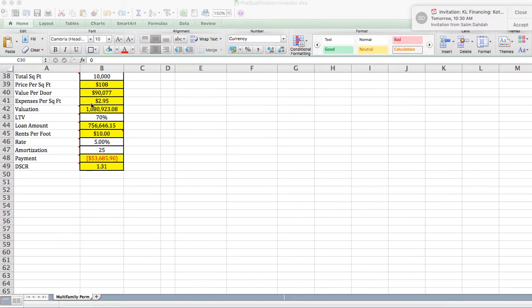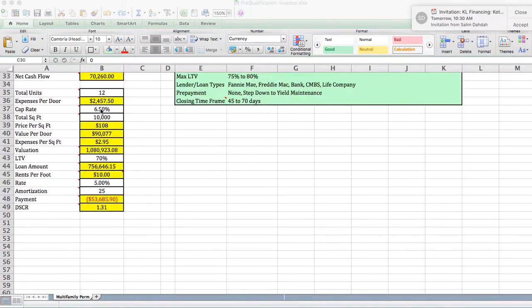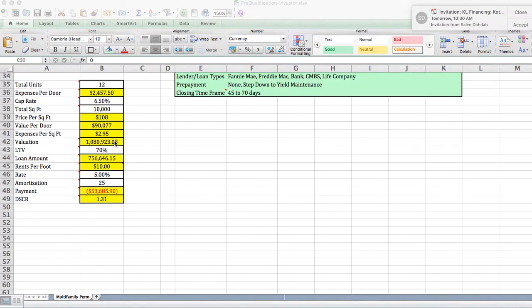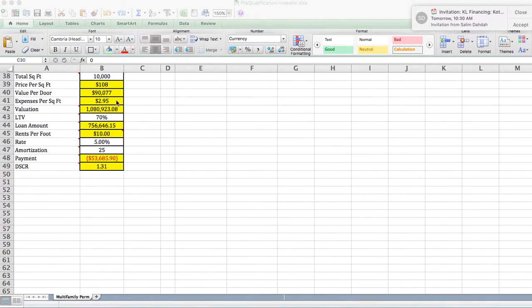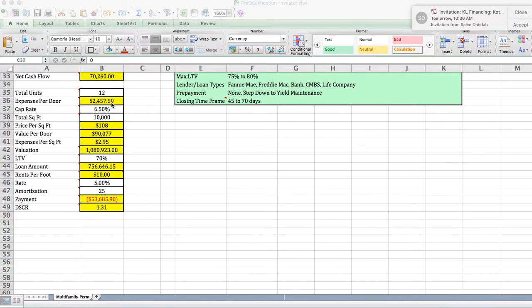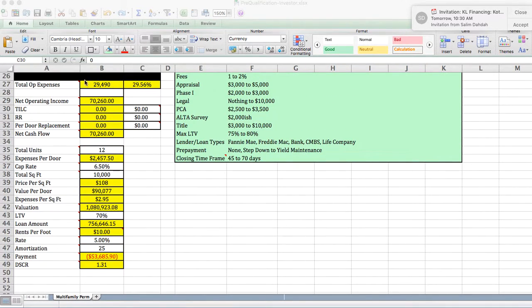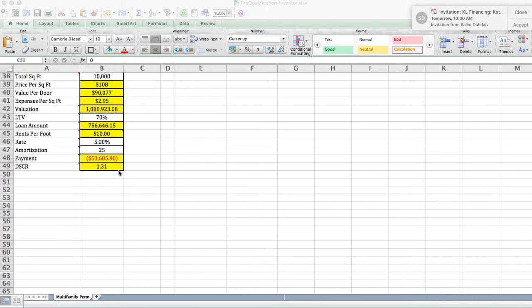again, this actually takes the 1,080,923 valuation number and divides it by the total units. So again, they would be paying $90,000 per unit for this property. Expenses per square foot, again, this takes the total expenses up here, divides it by the total square footage to give you an expense per foot for that property.